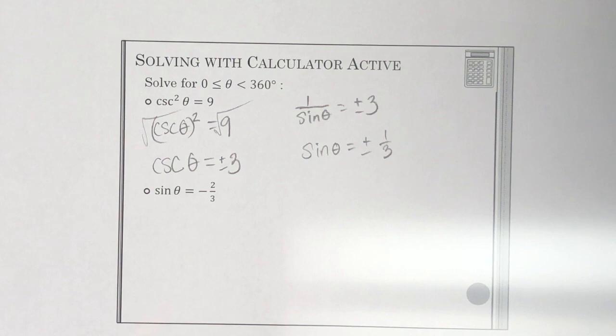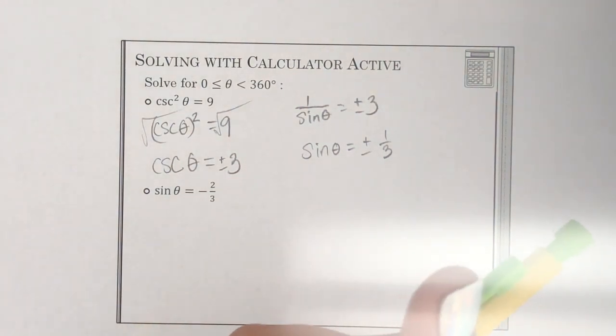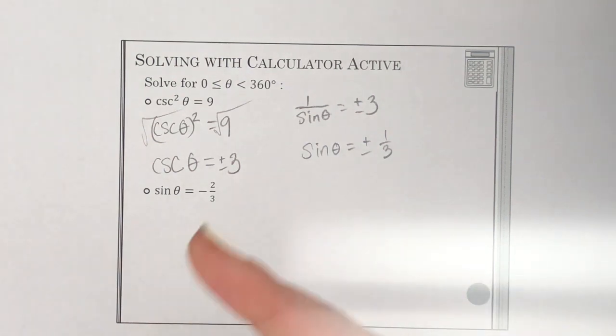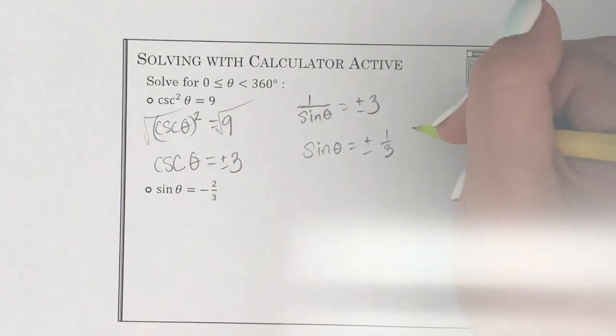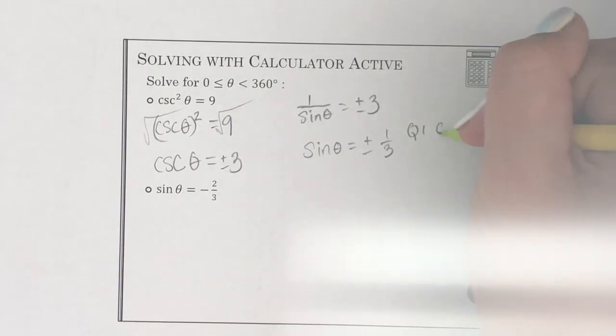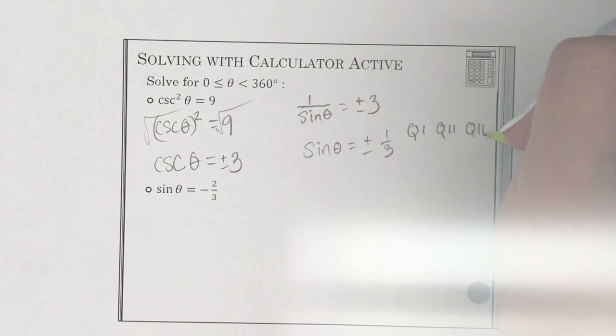So now to solve, I do just like before, where I figure out quadrants and reference angle. This is plus or minus, so it's just going to be all the quadrants: Q1, Q2, Q3, and Q4.